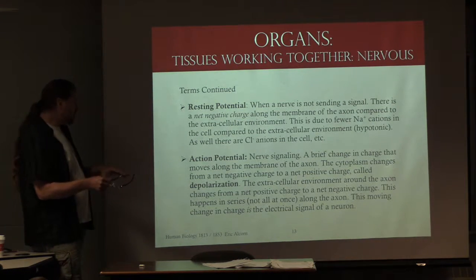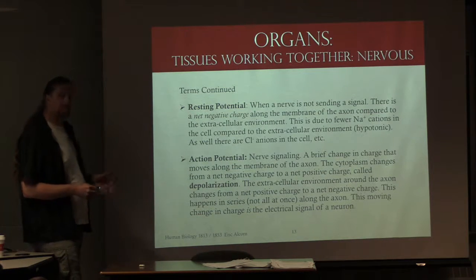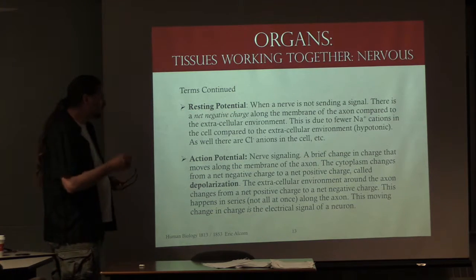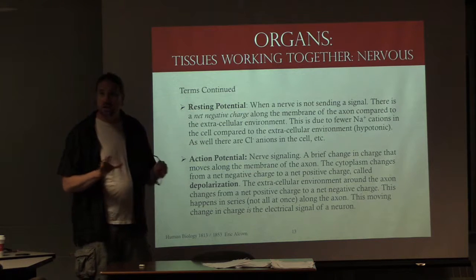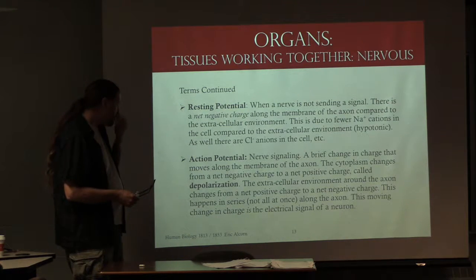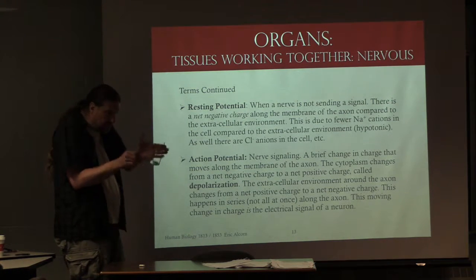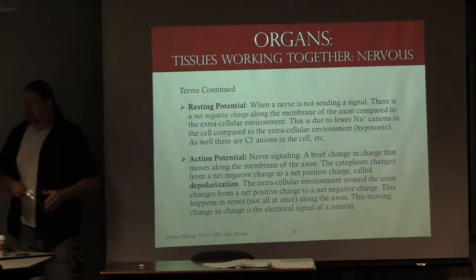So the extracellular environment around the cell changes from a net positive to a net negative, but only for a short period of time. So this moving of the electrical current along the axon is the action potential.